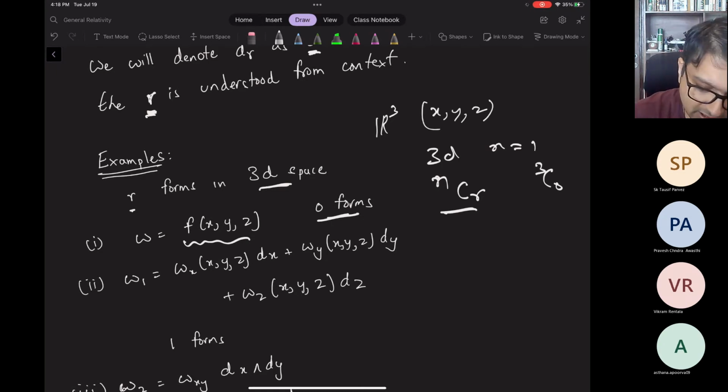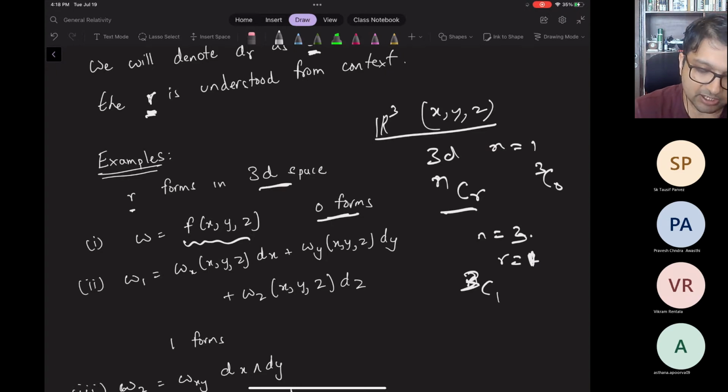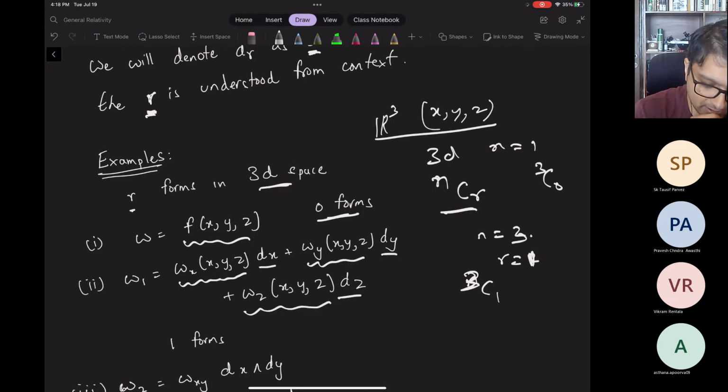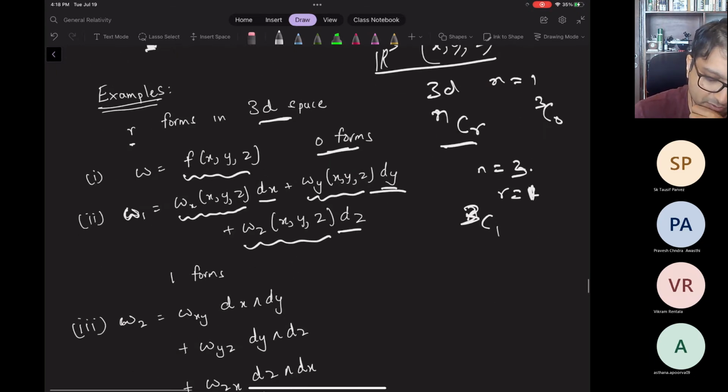Then what we can do is take n equal to 3, r equal to 1, so this is the manifold that we're assuming. That gives us 3C1, 3 one-forms. The basis of one-forms is either dx, dy, or dz, and we can have arbitrary coefficients for them, omega x of xyz, omega y of xyz, omega z of xyz. The linear combination of these gives me my one-forms.